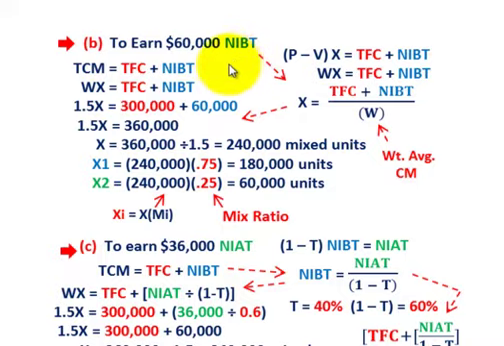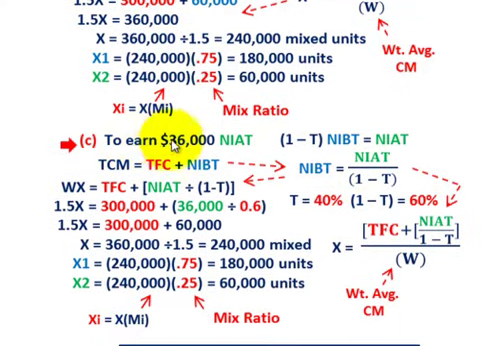Okay, so now let's look at earning 36,000 of net income after taxes. What you're going to have to do is come up with the relationship between net income before taxes and net income after taxes. Net income after taxes is just going to be 1 minus the tax rate times the net income before taxes. So that's our relationship for your net income after taxes.